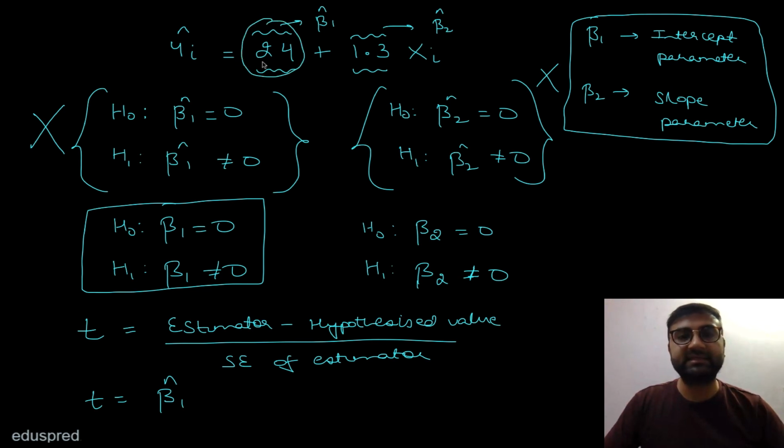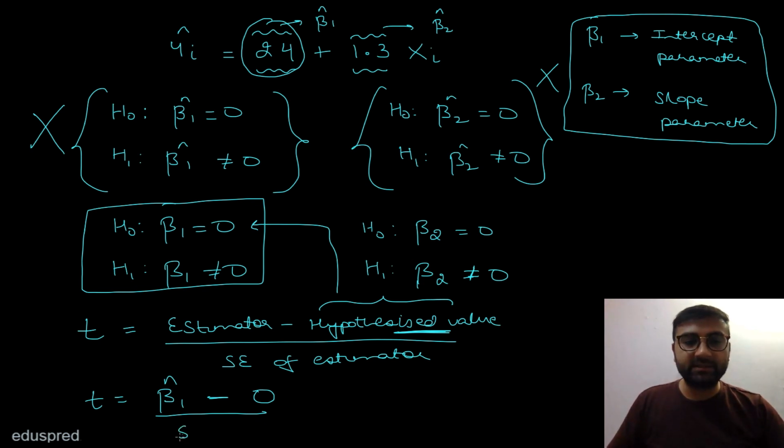In the next step, you can substitute this value over here, minus the hypothesized value. By the hypothesized value, I mean the value that is there under the null hypothesis. Under the null hypothesis, we are saying that the value is equal to 0. So this hypothesized value is 0, divided by the standard error of the estimator. Once again, we are hypothesizing about the value of beta 1, so the estimator is beta 1 hat. That means in the denominator, you have to write the standard error of beta 1 hat.